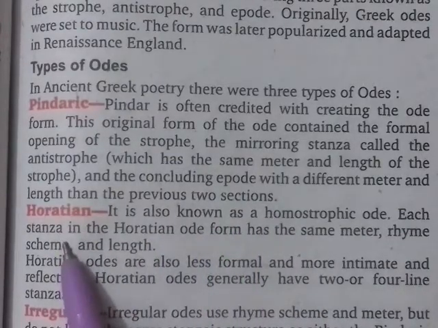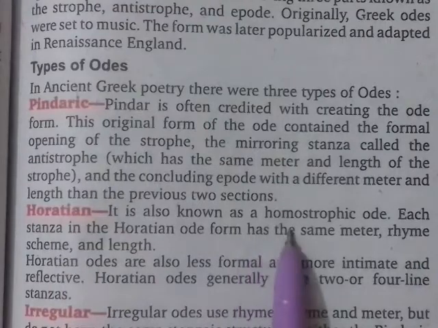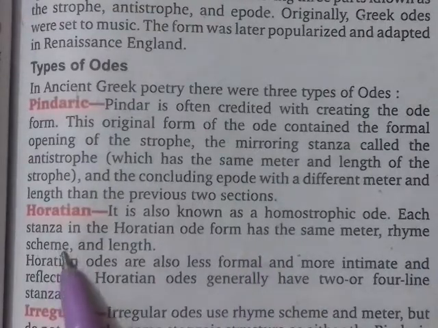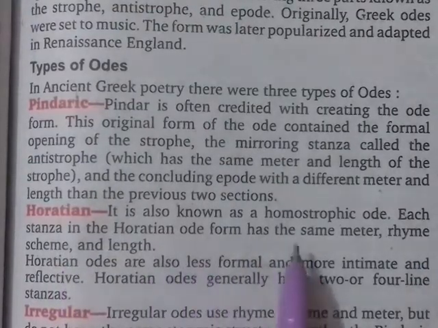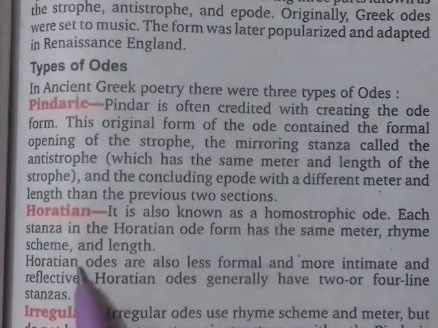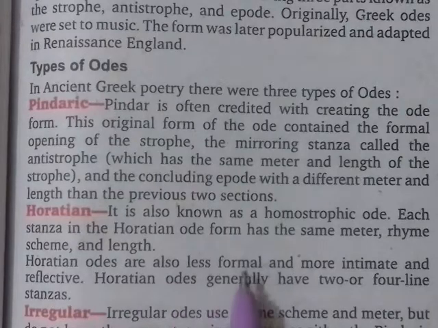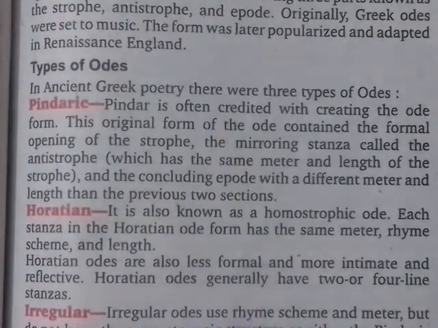Horatian ode is also known as a homostrophic ode. Each stanza in the Horatian ode form has the same meter, rhyme scheme, and length. Horatian odes are also less formal and more intimate and reflective. Horatian odes have 2 or 4 line stanzas in general.